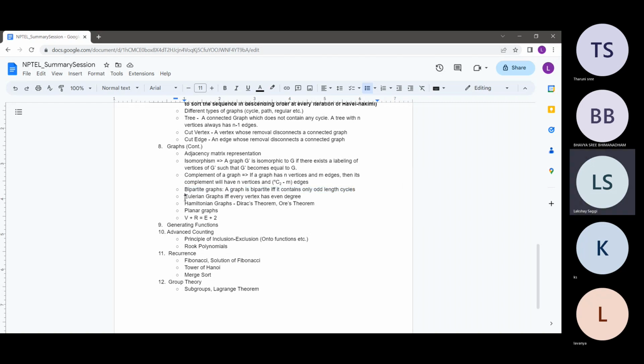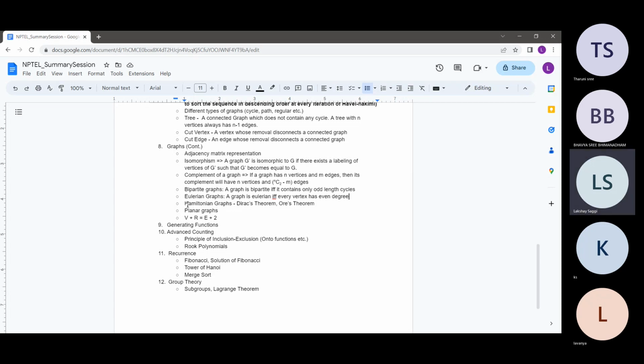And then we had the concept of Eulerian graphs. You can look up the definition of Eulerian graphs. Basically, Eulerian graphs are graphs where there is an Euler tour. So a graph is Eulerian if and only if, this was covered in the lectures, every vertex has even degree, right? So if every vertex has even degree, then the graph is Eulerian, and vice versa, if a graph is Eulerian, then every vertex has even degree.